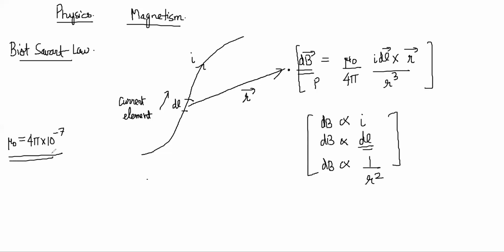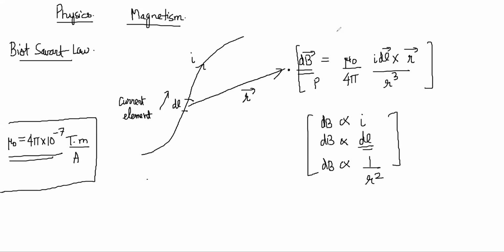Now, the units are Tesla meter per ampere. So you can figure the units out by basic dimensional analysis. Units of magnetic field are in terms of Tesla. Tesla is the SI unit of magnetic field. We will come to an understanding of the dimensions of Tesla when we do dimensional analysis.